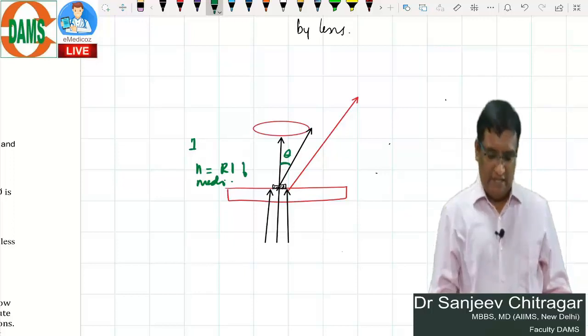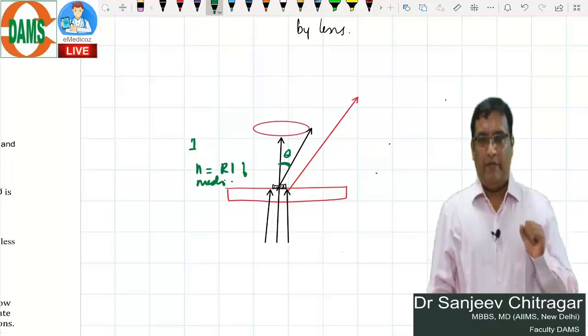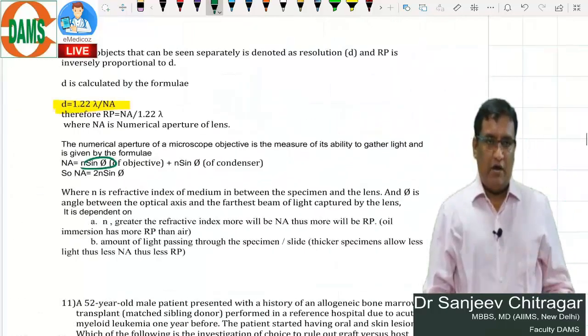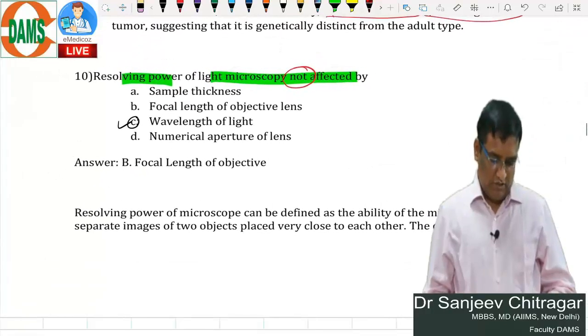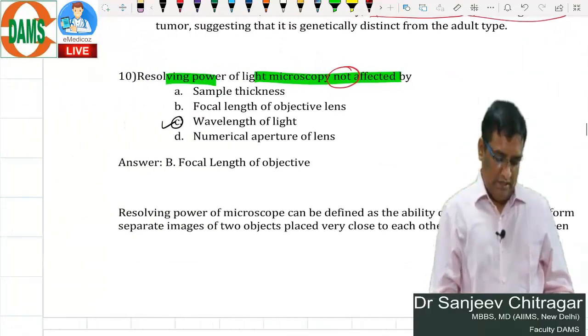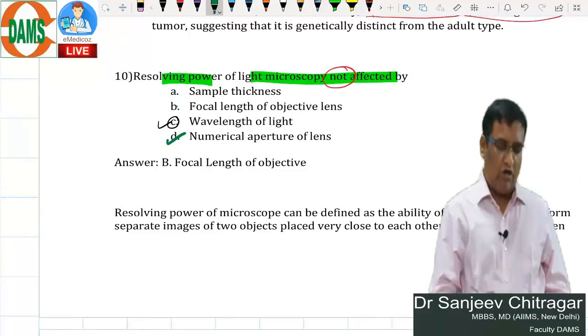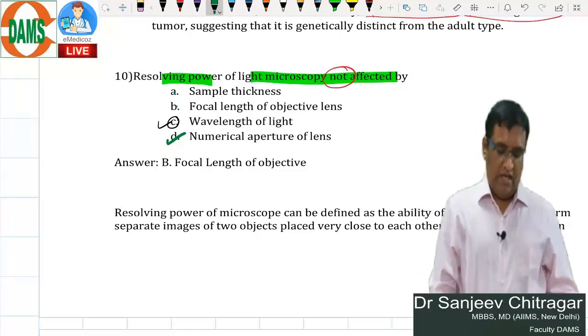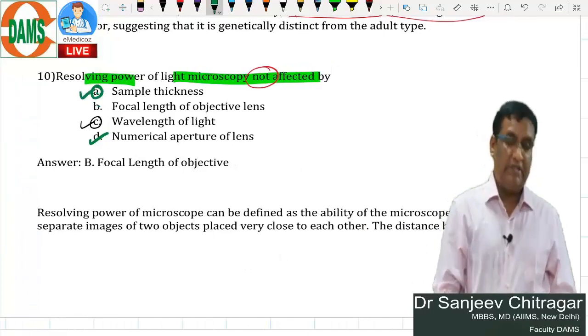So basically it is dependent on this angle theta and also the RI of the medium. So very important, now look at this, what are the questions? Is it depending on the numerical aperture of the lens? We know that, yes, it is dependent. Now what about sample thickness or focal length of the objective lens? The answer is it is dependent on sample thickness as well.